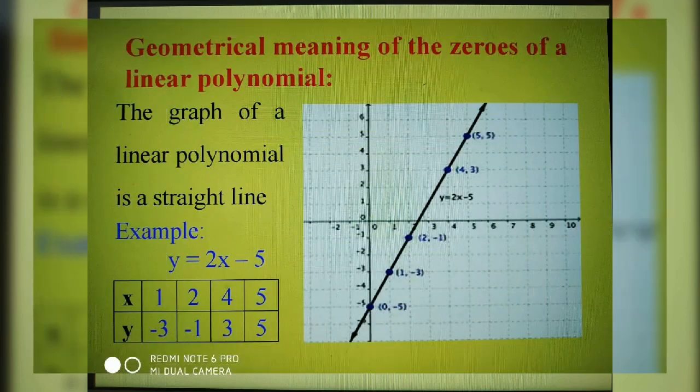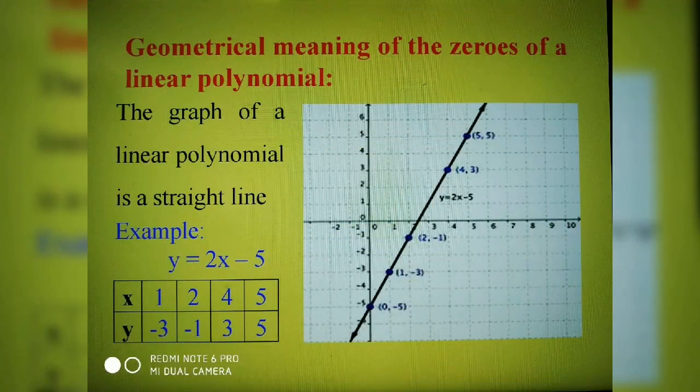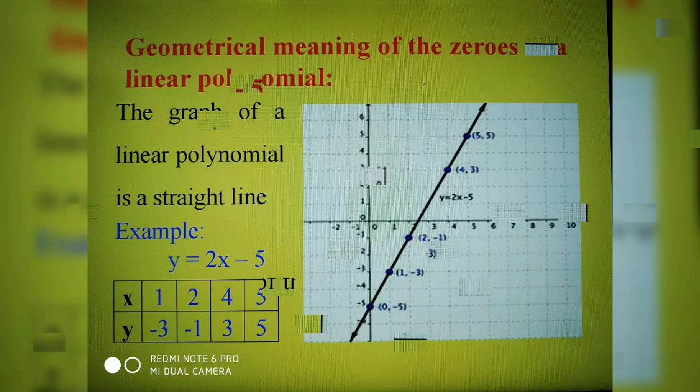First, linear polynomial. What is the geometrical meaning of the zeros of a linear polynomial? All of you know the graph of a linear polynomial is a straight line. Here I am taking the example y is equal to 2x minus 5. Here in this table, some values of y corresponding to some values of x are listed. By locating the points of the table on a graph paper and drawing the graph, we see that the graph actually looks like a straight line.